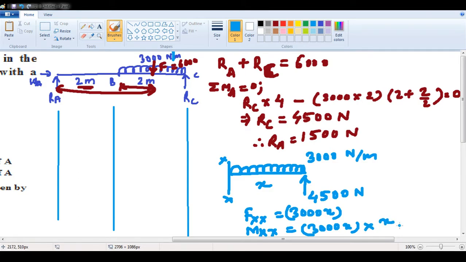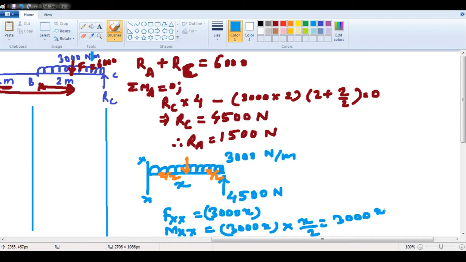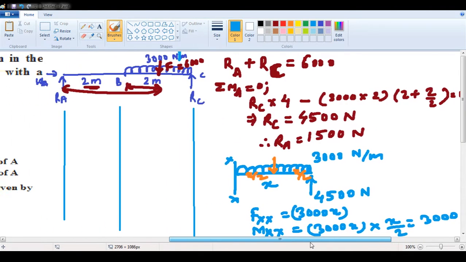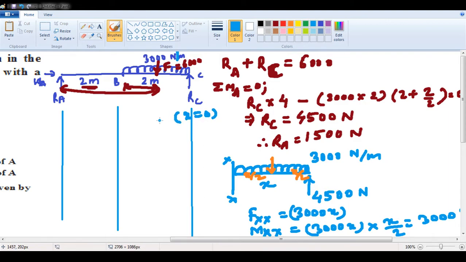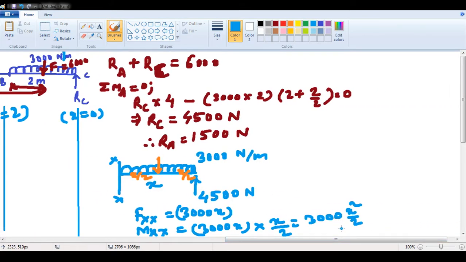What is the perpendicular distance? It is x by 2, because though the force is spread over the distance of x, the centroid of this particular force, 3000 x, will fall exactly at x by 2. That's why this is x by 2. So we come across 3000 x square by 2, right? Here x goes from 0 to 2, and similarly here it is x from 2 to 4. So here what we see is 3000 x square by 2.